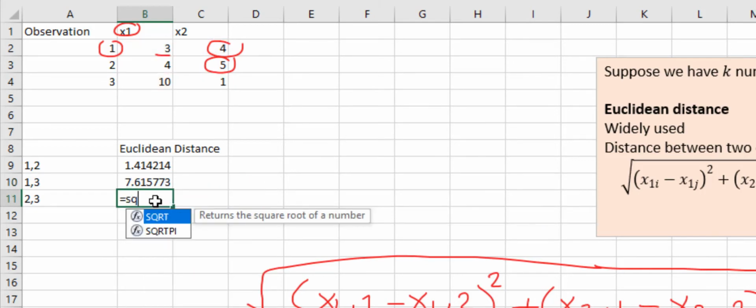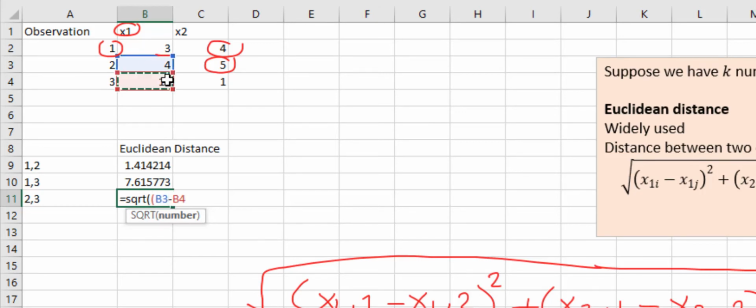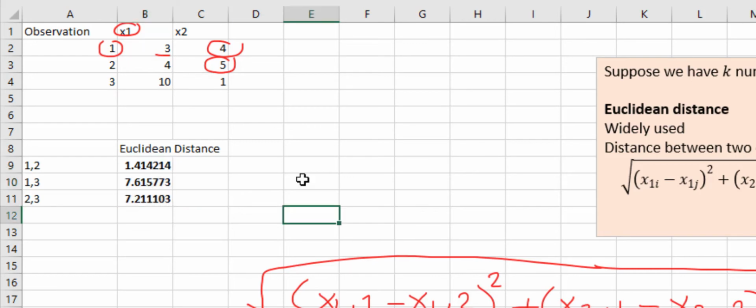And now finally, we can find the Euclidean distance for 2 and 3. One more time, open the parentheses. This time, x12 minus x13 to the power 2 plus, open the parentheses, x22 minus x23 to the power 2, close the parentheses, and then enter. Here are the results. Using the Euclidean measure to gauge similarity, observations 1 and 2 are the most similar with the shortest Euclidean distance of 1.41. Observations 1 and 3 are the most dissimilar given the longest Euclidean distance of 7.62.